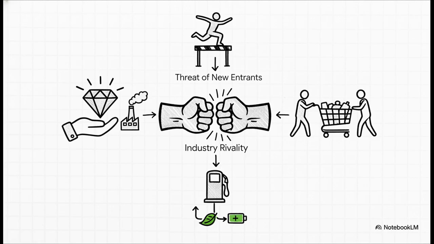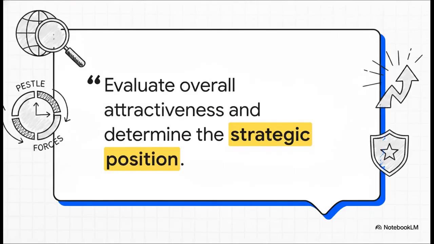And finally, industry rivalry. This is the intensity of the fight among existing competitors. Just look at the intense price wars and crazy fast innovation in the smartphone market. I really want to highlight this quote directly from our source material. This framework allows businesses to evaluate the overall attractiveness of an industry and determine the strategic position they should adopt. Because honestly, that is the ultimate goal of all of this.